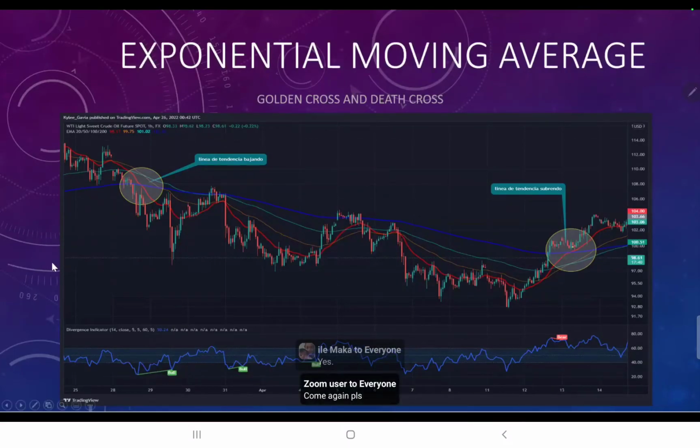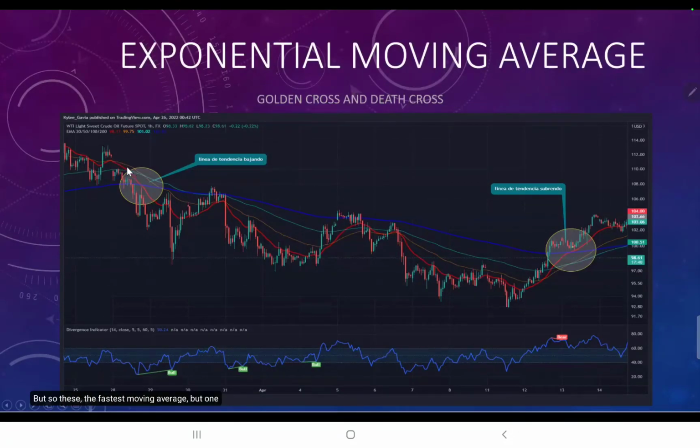Come again, please. Okay. I don't know how to break this down anymore, but so the fastest moving average, the 20 EMA, this red one right here, it's crossing the 200. So it goes down and it crosses it right here. That indicates a downtrend.